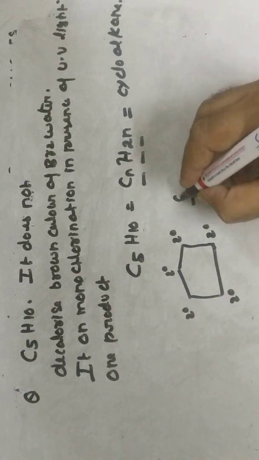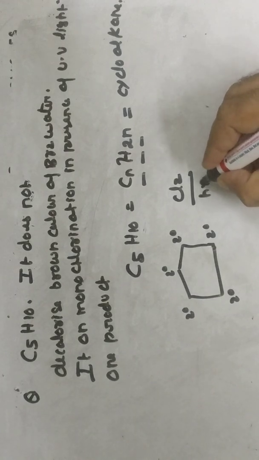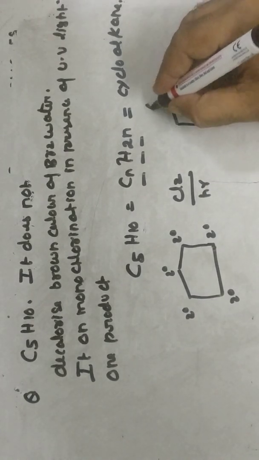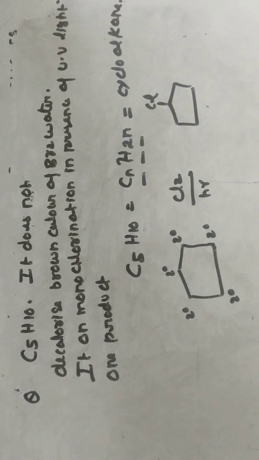So when you react it with chlorine in the presence of sunlight, you can put Cl at any position and you will get only one product, that is chlorocyclopentane. So the compound with formula C5H10 is cyclopentane.